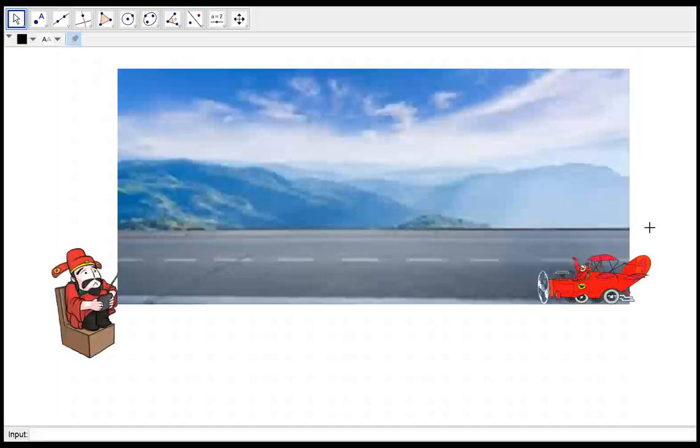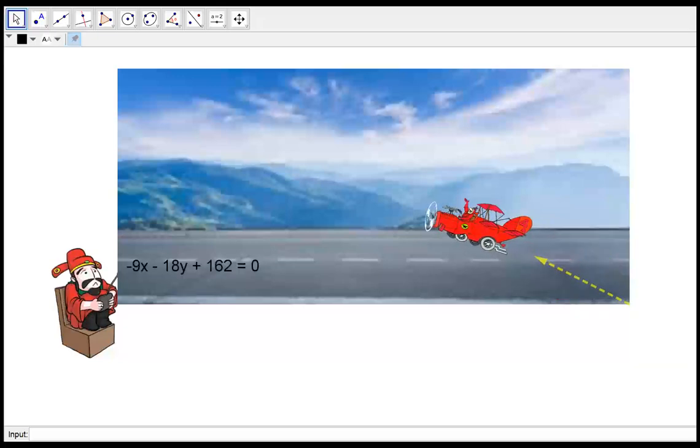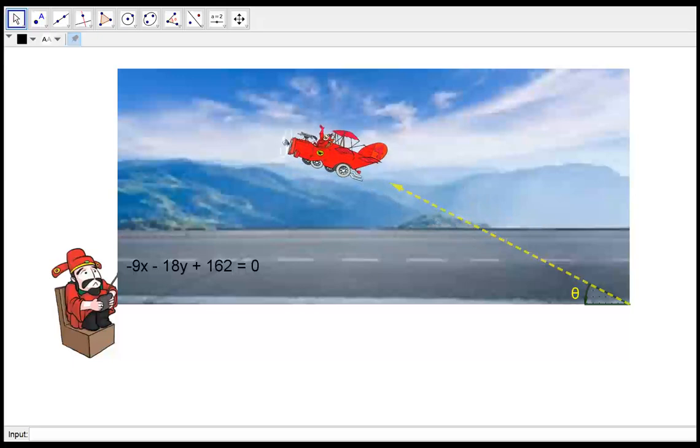Before we start discussing our objectives, I would like you to help me and Mr. Yang to solve our little problem. While Mr. Yang is flying his drone over a horizontal road and he knows the trajectory of the plane, can you help us find the angle that the plane is making with the horizontal road?